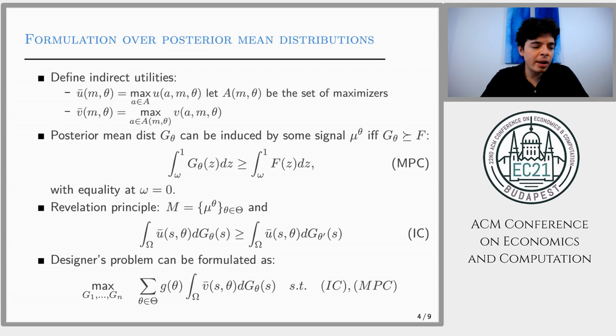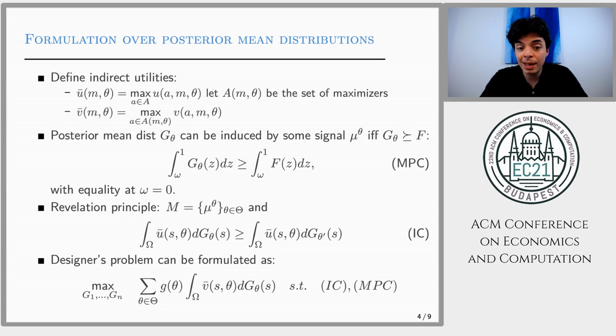Second ingredient of my approach is the posterior mean distributions that can be induced by some signal mechanism. It turns out the set of all posterior mean distributions that can be induced by a signal is easy to characterize. This set is pinned down in terms of the MPC, or mean preserving contraction, constraints that are given in the second bullet point. Here I need to impose this inequality for every omega in the state space, and it needs to hold with equality at omega equals 0.